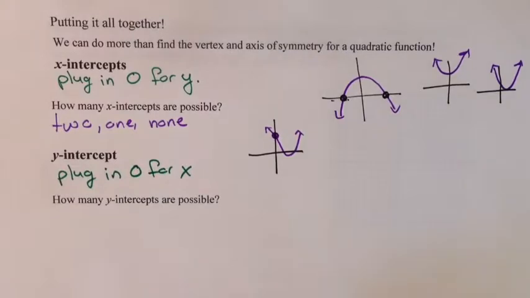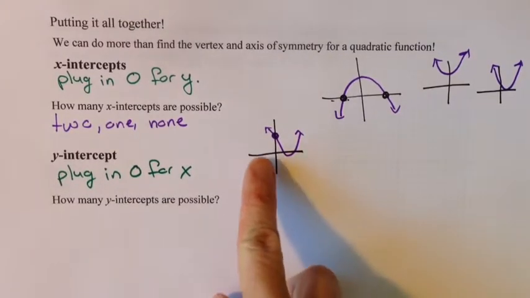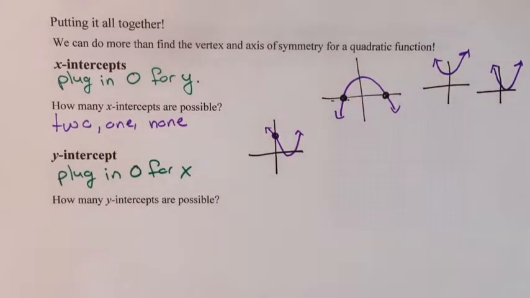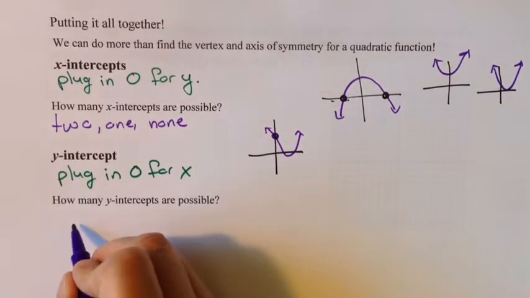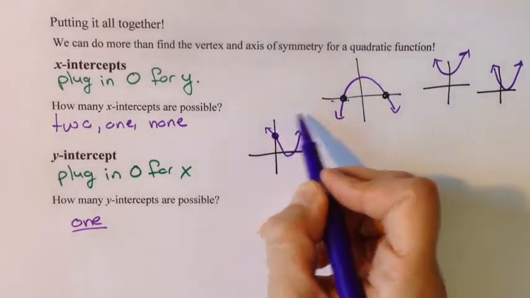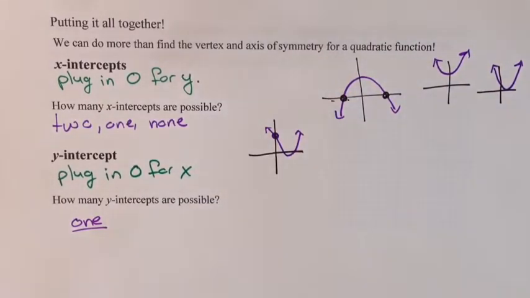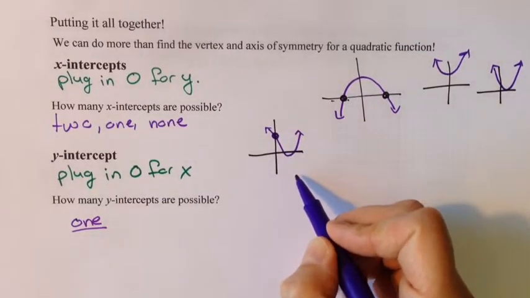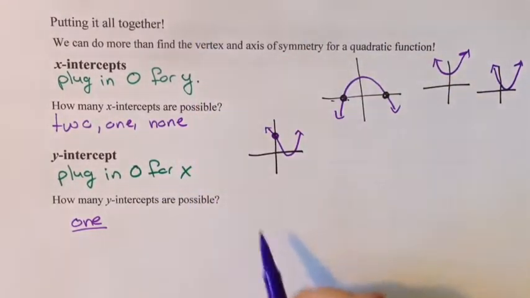And then finally, let's think about how many y-intercepts are possible. If you look at all of these pictures that I've drawn, they all have exactly one y-intercept. And that's going to be true for all parabolas. It certainly can't cross back over the y-axis. That would make it not a function anymore. And because it's a parabola, it's going to eventually hit the y-axis in one direction or the other.